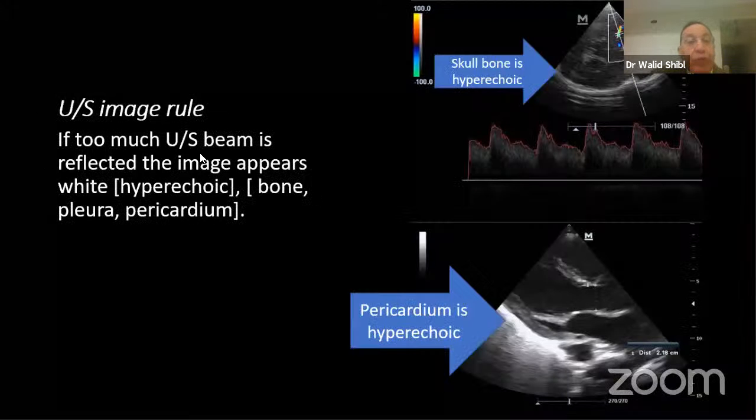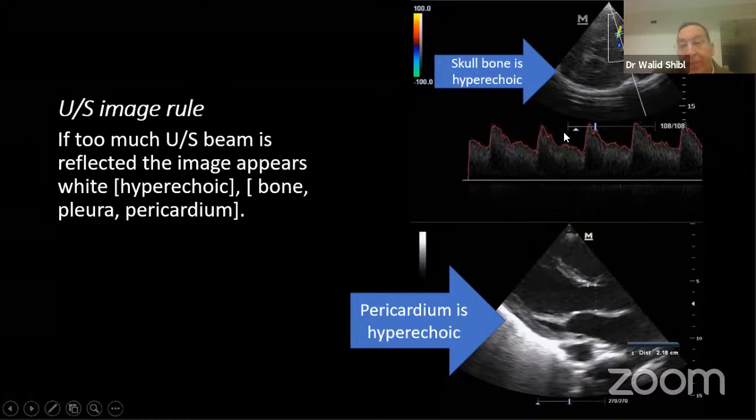As you see here, if too much ultrasound beam is reflected, the image will appear hyperechoic and white. This is bone, pleura, pericardium. This is a skull bone. The reflected ultrasound from the skull will be too much because the density of the skull is great, and this will appear white. And the same with the pericardium here, it is a very good reflector.